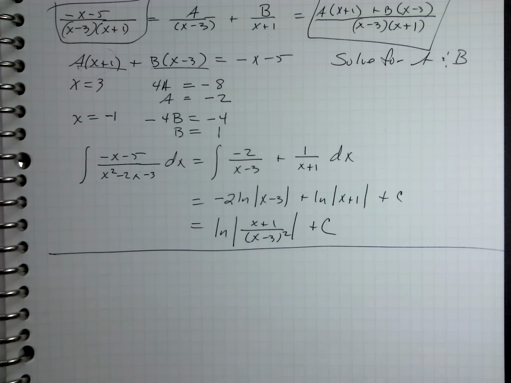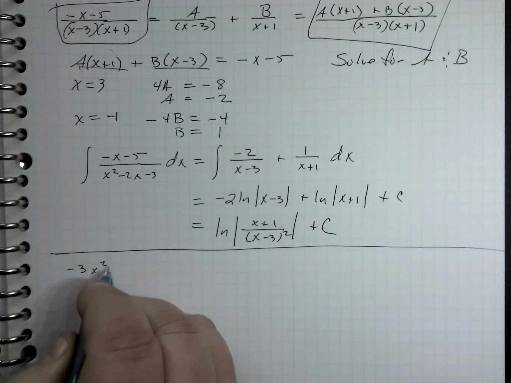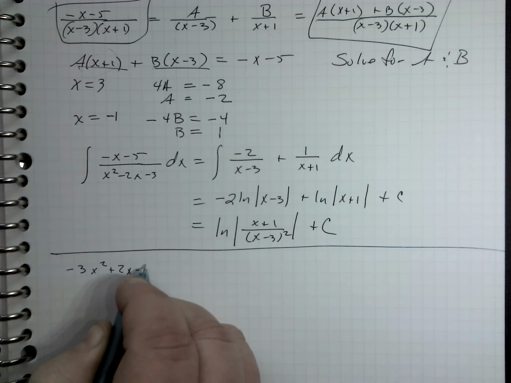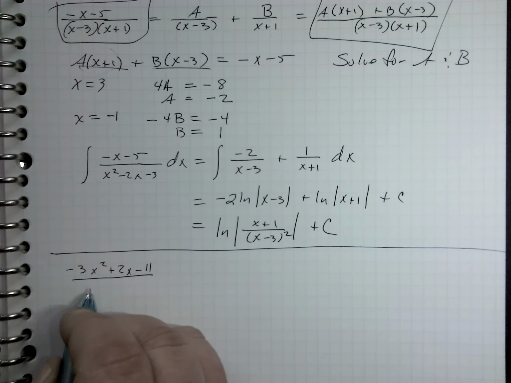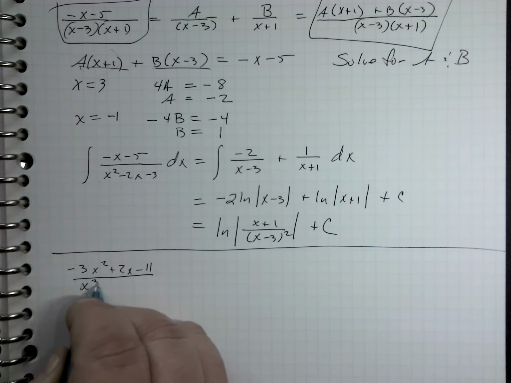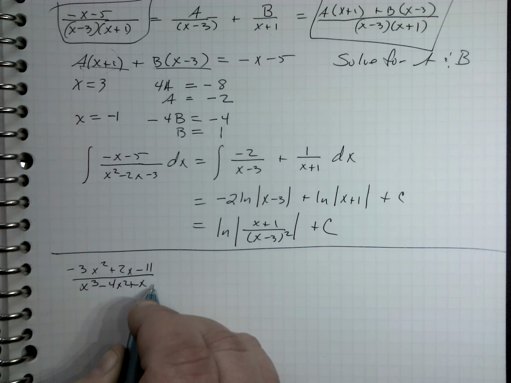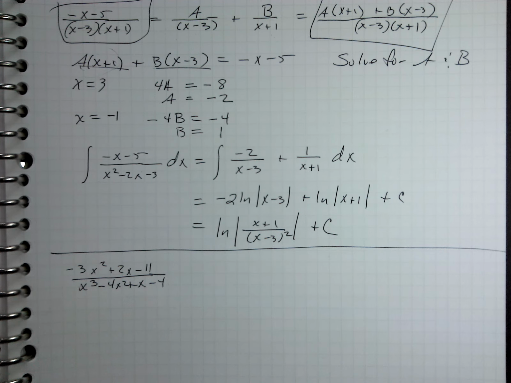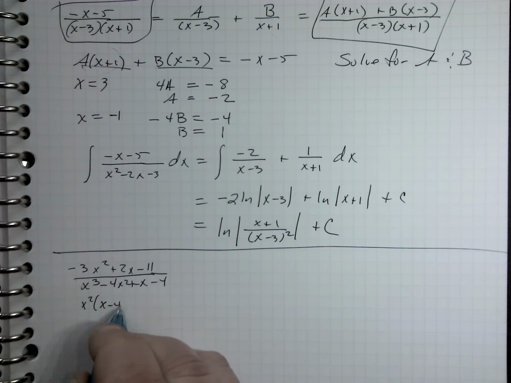Okay, what do I mean by that? Let's say you have the fraction negative 3x squared plus 2x minus 11 over x cubed minus 4x squared plus x minus 4. Okay, so let's factor this. I see that I can pull an x squared out of these two terms.